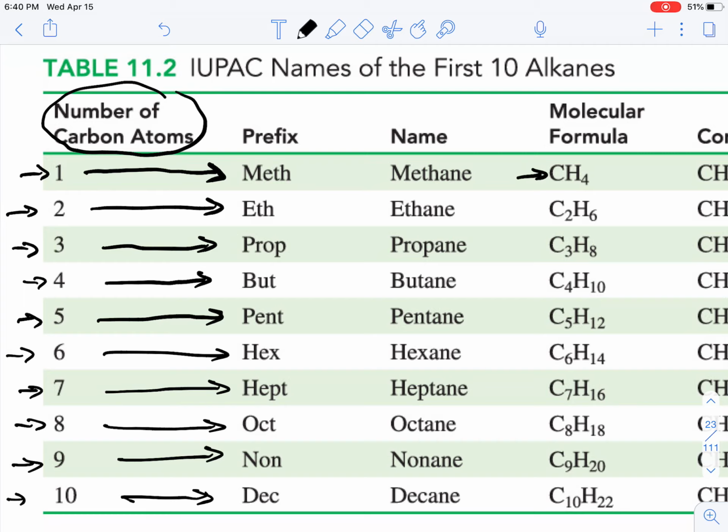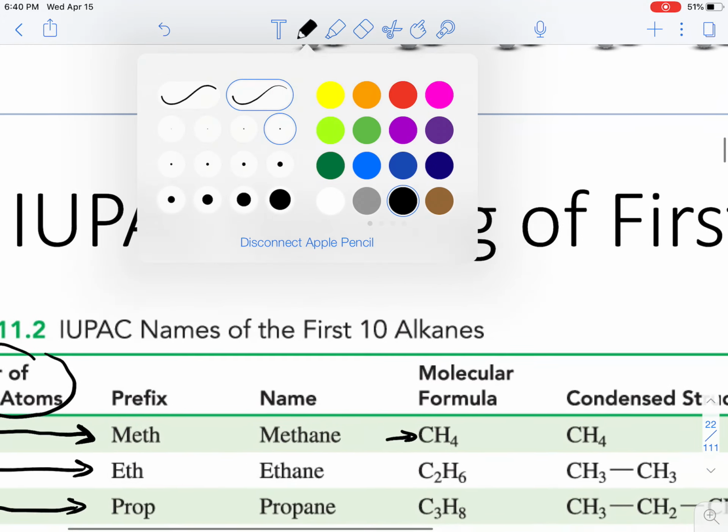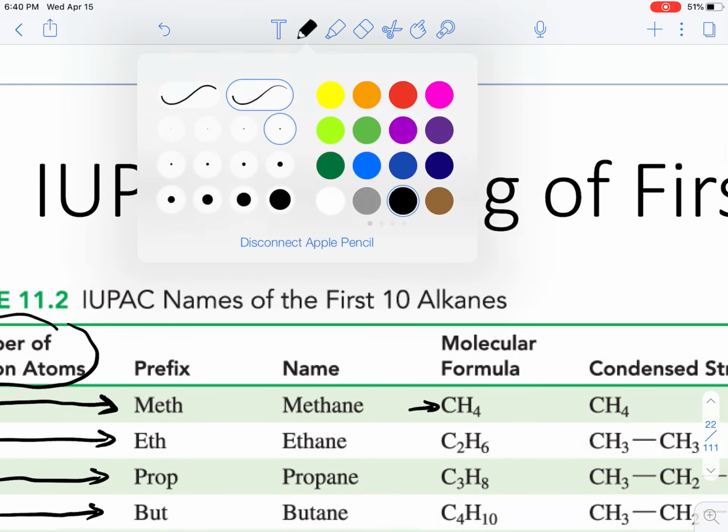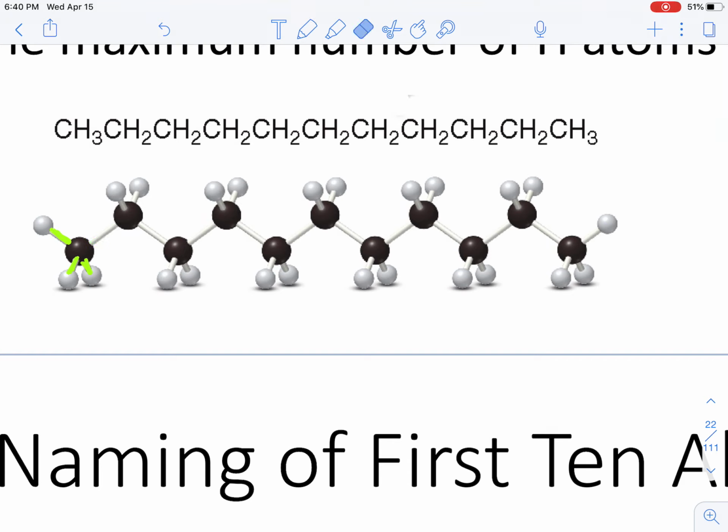Okay. And so once you have memorized the name of the prefix to the number of carbon atoms, all you're going to do is attach the suffix. Now remember, this is all single bonds, like the carbon to carbon, like this right here. Let me change my color real quick. So the bonding between carbon to carbon is a single bond. Okay.